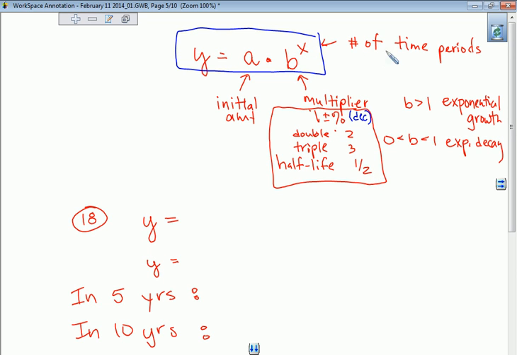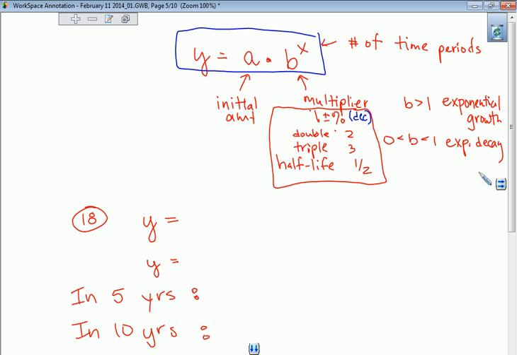Now, x is going to represent the number of time periods. And that changes. If your percentage is per year, then the number of time periods would be the number of years. If we're talking about bacteria growing and it doubles every hour, then x would represent the number of hours. So x changes depending on your problem. Now, if this multiplier is greater than 1, then what we have is a situation of exponential growth. And if your multiplier is between 0 and 1, then we have exponential decay.